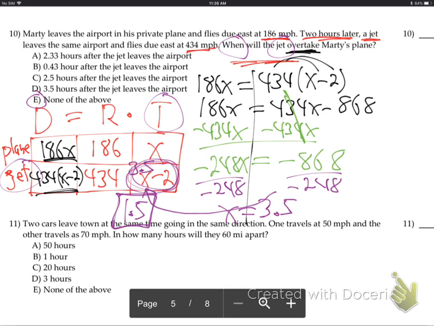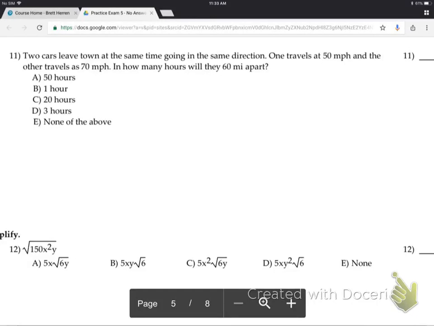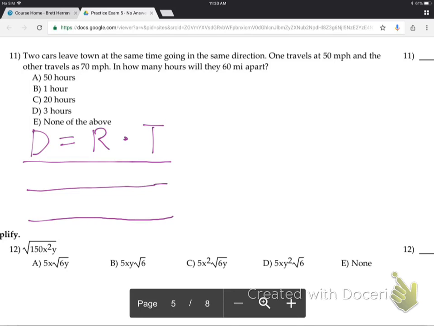Want to try one more car one? All right, so it's another dirt one. Looks like we're going to have 2 dirt ones on the test today, a couple money ones, and a mixture. So here we go. Distance equals rate times time. Okay. 2 cars, so we just have car 1, car 2. All right, let's put in the information.